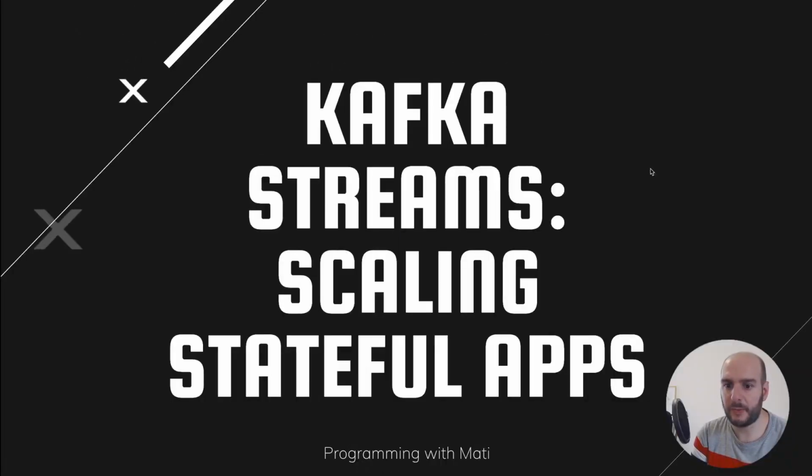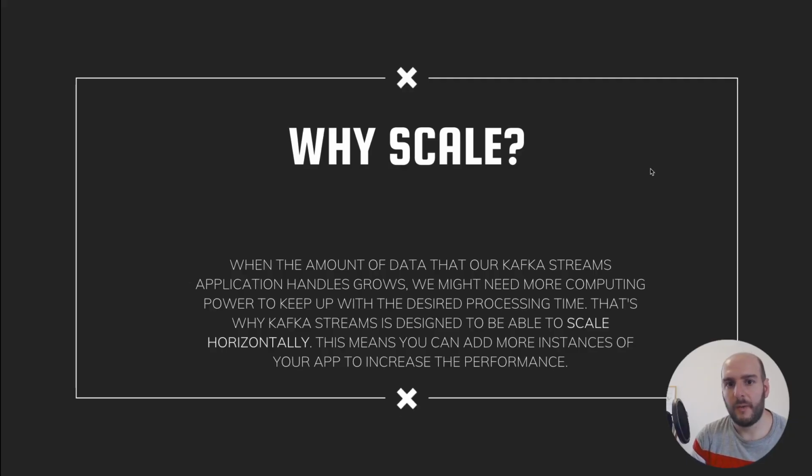Okay, so why do we want to scale? When the amount of data that our Kafka Streams application has to process grows, we might need some more computing power so that we can keep up with the desired time of processing. That's why Kafka Streams is built to be able to scale horizontally. This means that we can add more instances of our application so that we can increase our performance.